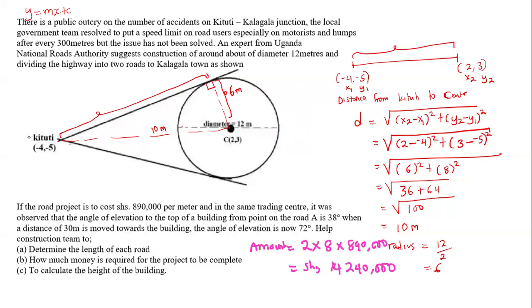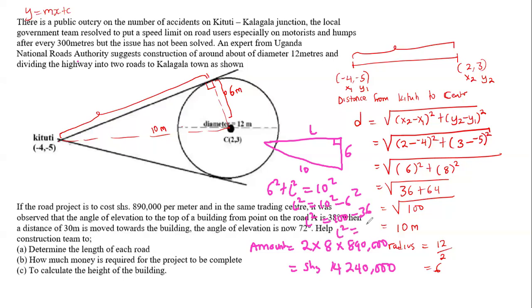But here, the only thing you needed to know is that your triangle was like this, whereby this was your 90, this was 6, and this was 10. So this side here is the length we are looking for. So when you use Pythagoras theorem, it becomes 6 squared plus L squared is equal to 10 squared. So it becomes 10 squared minus 6 squared, which gives you L squared is equal to 100 minus 36, which gives you L squared is equal to 64. Then you get the root.